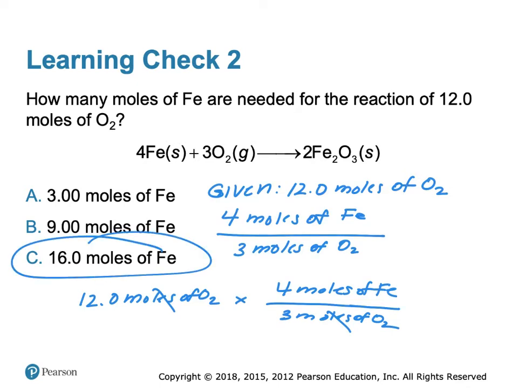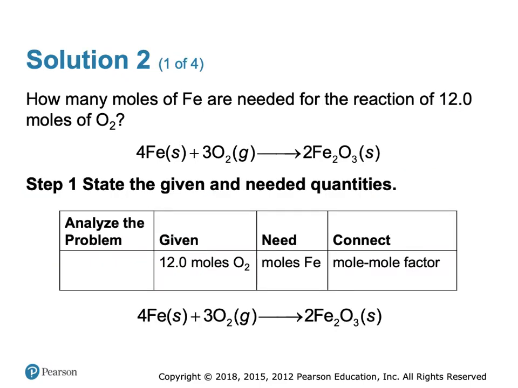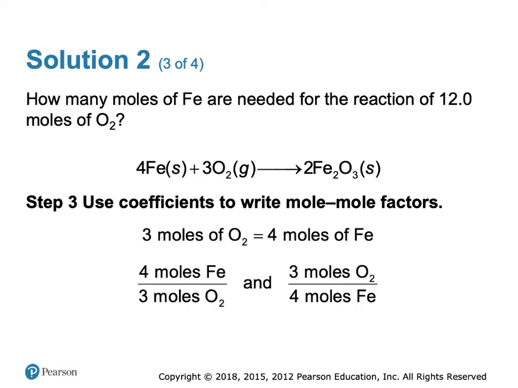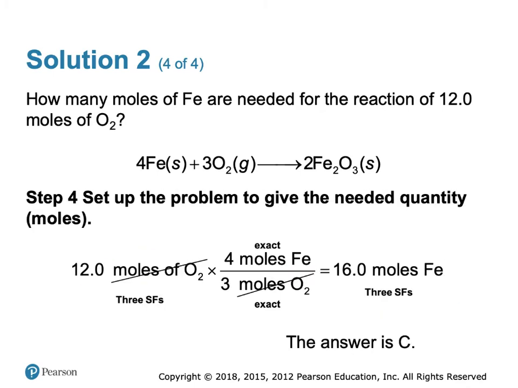And just to tie back to everything that we've been doing, there are 3 significant figures here, so your answer needs to have 3 significant figures. Okay, so again, this is how the textbook lays it out with your table, and then how to solve the problem through your mole-mole factor. These are your 2 conversion factors, and then finally how they cancel to get answer C, 16 moles of iron.